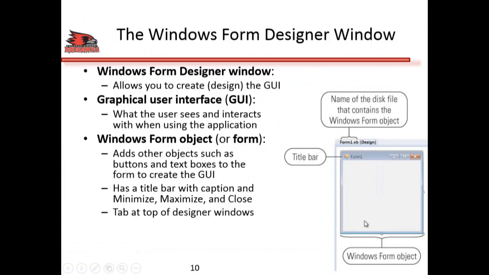Back to our slide. So now we move on to the Windows Form Designer window. So basically, this part is the form designer, and it allows you to design your interface, design your form, how it looks like. And it's generally called a GUI, or graphical user interface. It's basically what the user sees and interacts with when using the application. And as you can see, it contains a title bar. This whole thing is the form object.